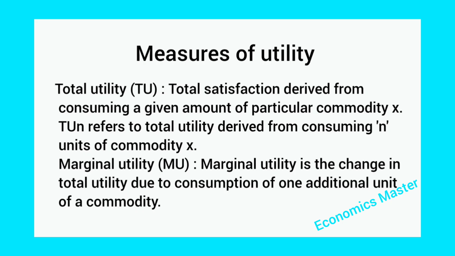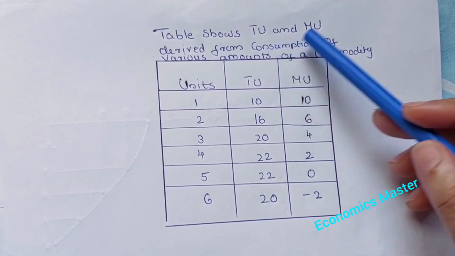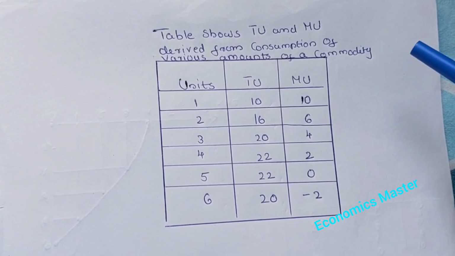Marginal utility means the change in the total utility due to consumption of an additional unit of a commodity, or the utility we get from consumption of an additional unit of a commodity. We can discuss with the help of a table. This table shows the total utility and marginal utility derived from the consumption of various amounts of a commodity.